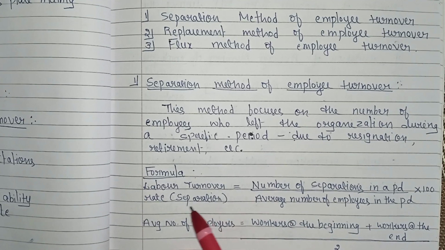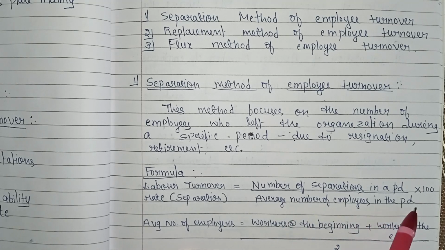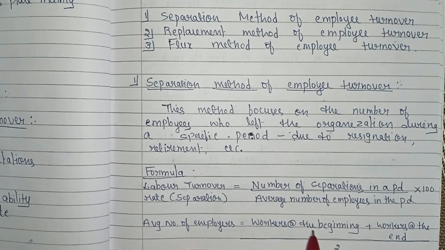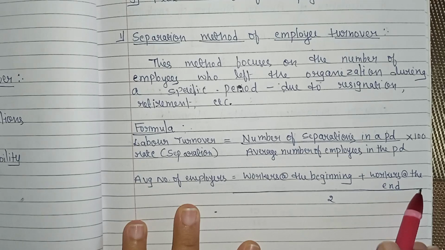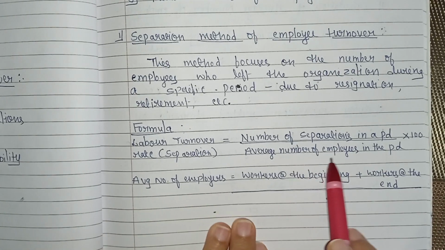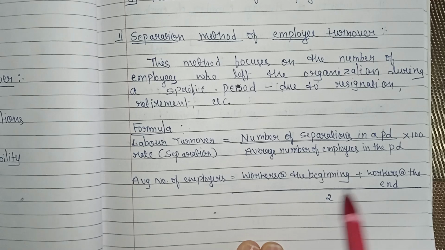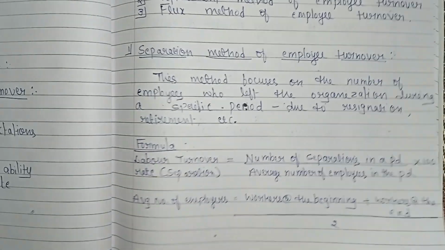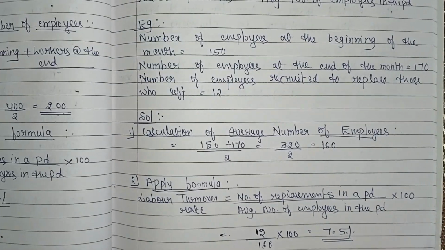Labor turnover rate under the separation method equals the number of separations in a period divided by the average number of employees in the period, into 100. Average number of employees in the period means what? Workers at the beginning plus workers at the end, divided by 2. Then we arrive at the average number of employees in the period.